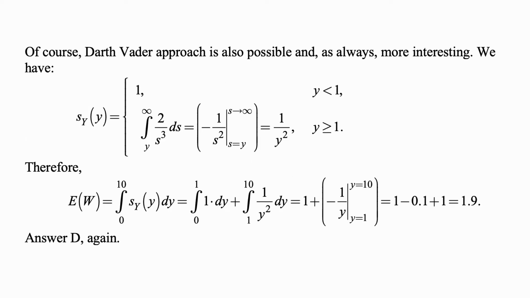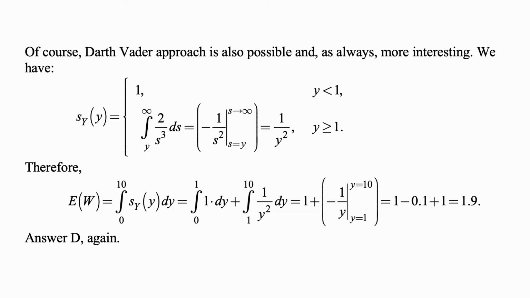But of course, whenever you can, you should use the Darth Vader rule for practice, for pleasure, for fun. So that survival approach is also possible, and it's, as always, more interesting. In this case, the survival function of y is 1 for y less than 1. And I told you that at the very beginning. And then it's the integral from y to plus infinity of 2 over s cubed ds. I can't use y because I already have y in the integral being from y to plus infinity.